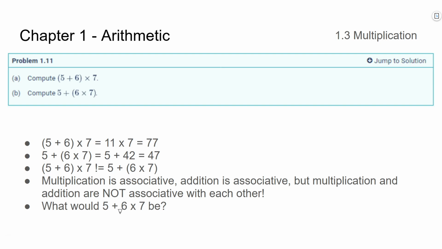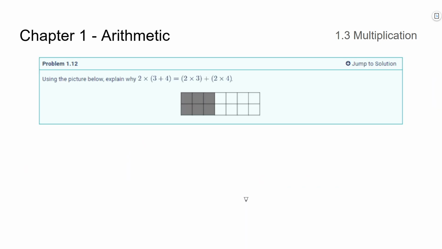If you remember your order of operations coming into this course, you should know which operation to do first, and that would be multiplication. So then you would get 5 plus 42, which is equal to 47, the same as this one here. So this grouping right here is sort of unnecessary because that's what we would have done first, even without the parentheses. So I just wanted to note that.